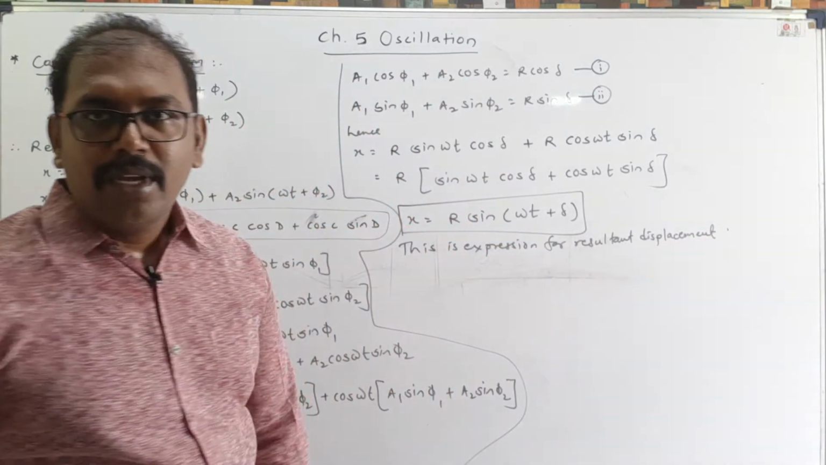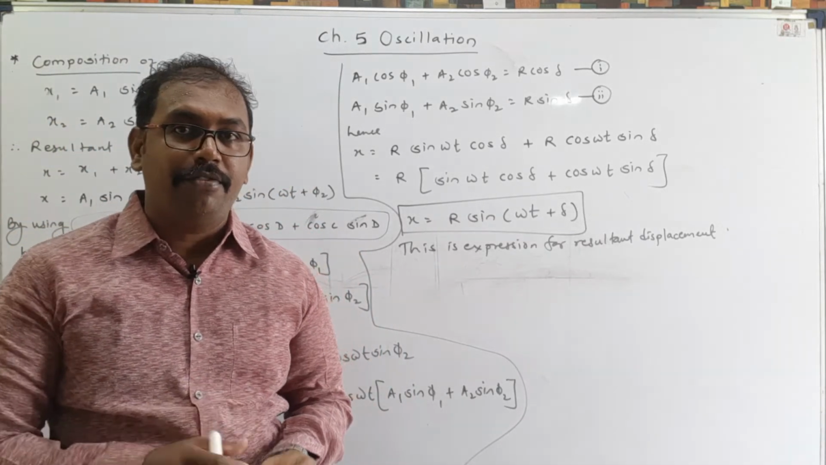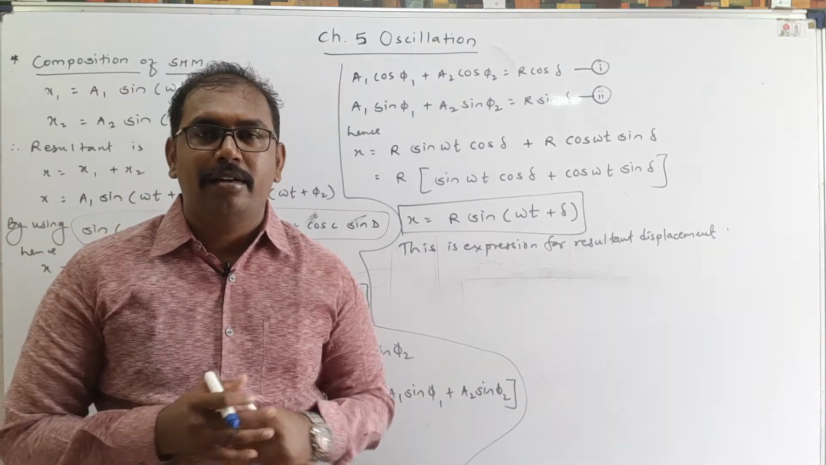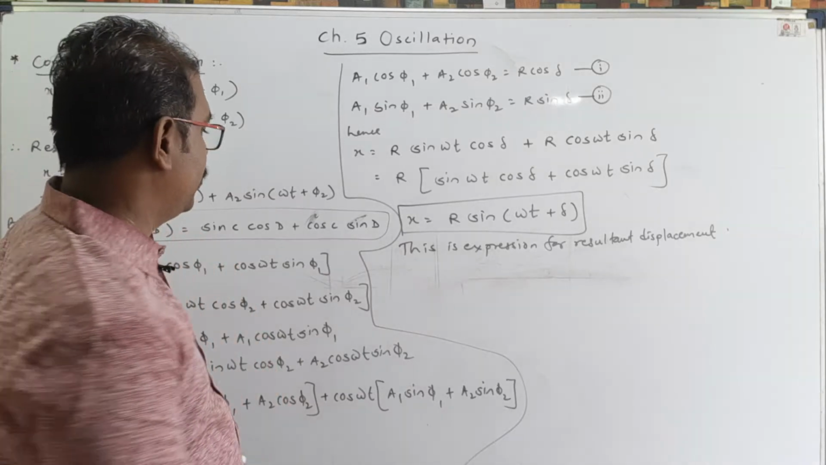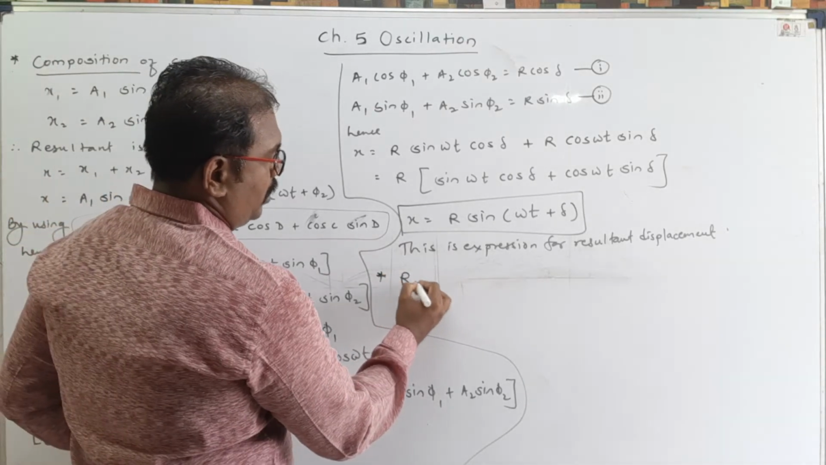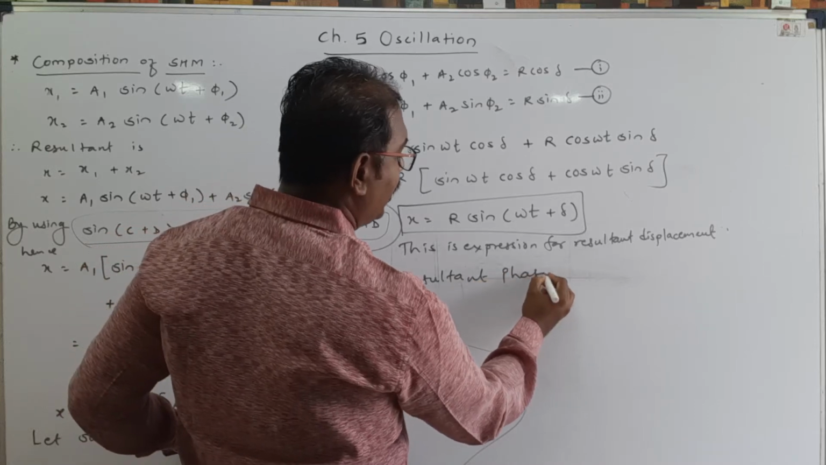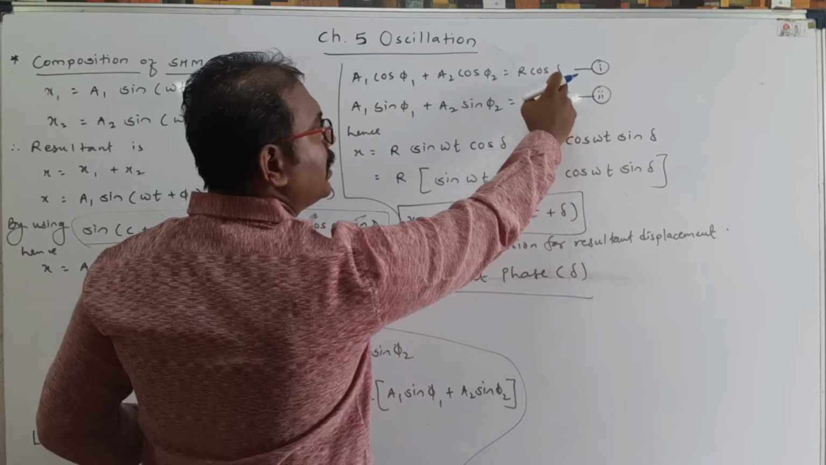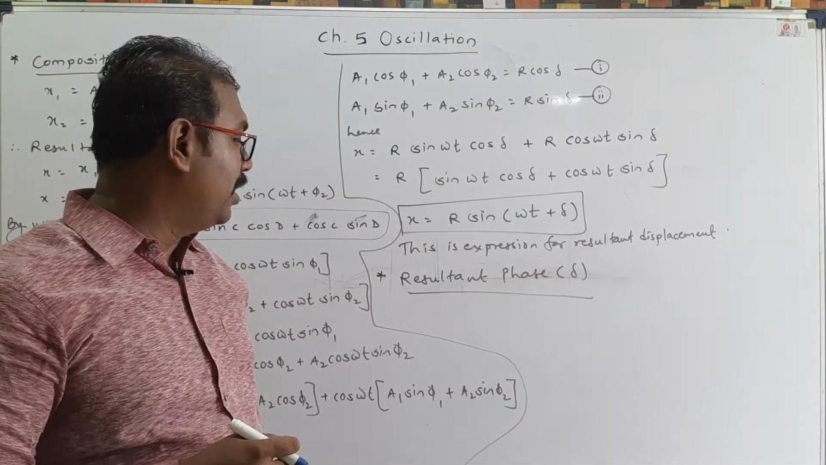Now after that, we have to obtain expressions for the resultant amplitude and the resultant phase. First we obtain the resultant phase, and then we can obtain the resultant amplitude, since the resultant amplitude requires more space. So, first, the resultant phase. The resultant phase is shown by this delta. You can see equations 1 and 2. This delta is the resultant phase, and we have to obtain the formula for it.